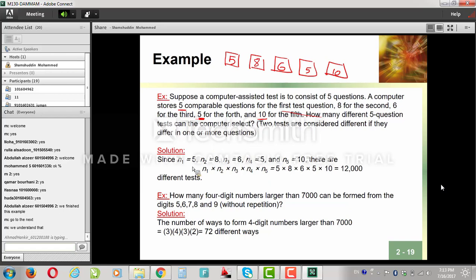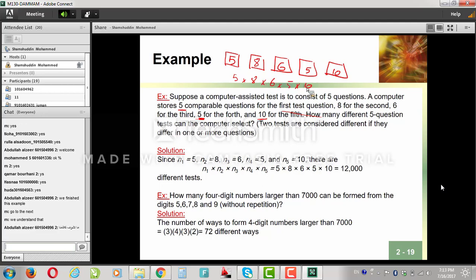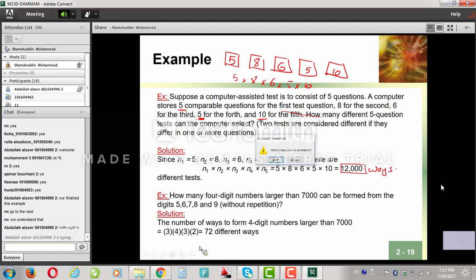So we have the multiplication rule this time. We multiply, and the result is 12,000. Is order important or not important here? No, it's not important in this case. So I'm using the combination, 10 choose 3. The result will be 120.